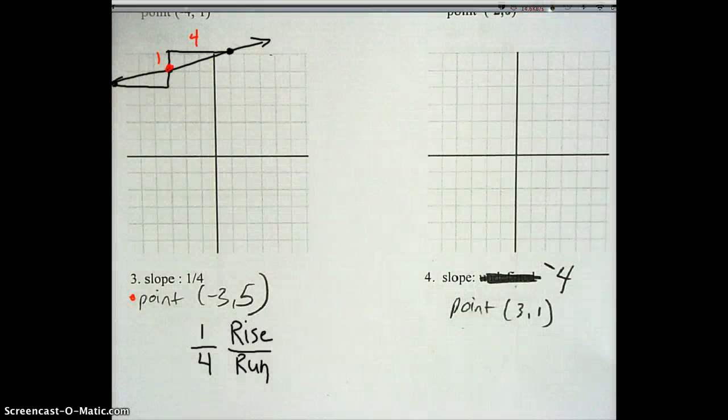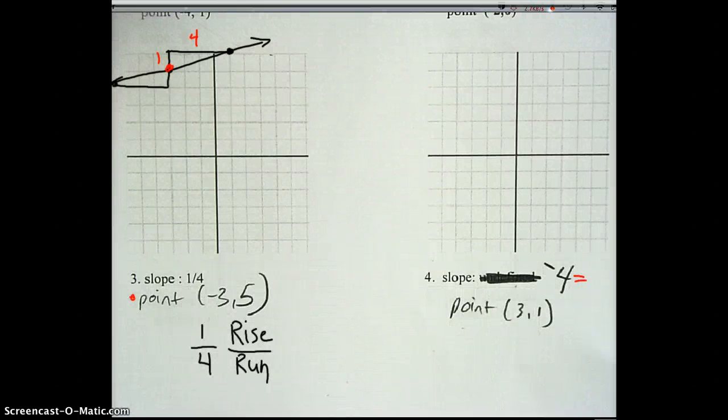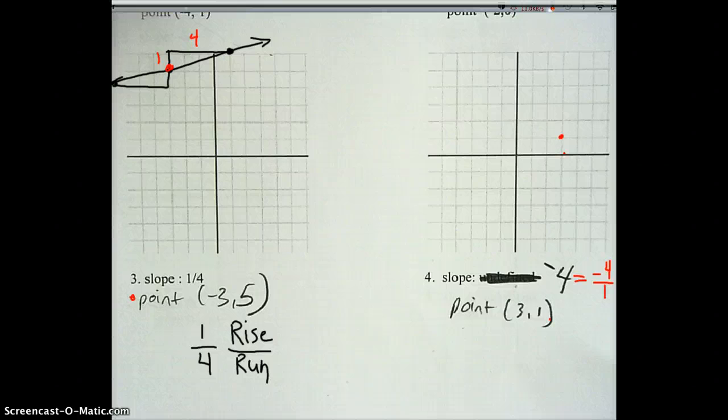Let's try the next one, number 4. So this one's like number 2 because it has this single number here. Okay, I still graph my point 3, 1 over 3 up 1. But now I have a slope of -4. Remember, that can be written as -4 over 1. That's the same thing as -4. So that means my rise is -4 and my run is 1. So from this point, I'm actually going to fall 4 because it's negative. 1, 2, 3, 4. So there's my rise, and I'm going to go over 1.